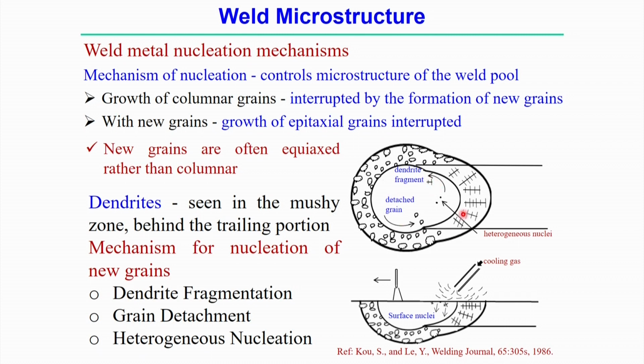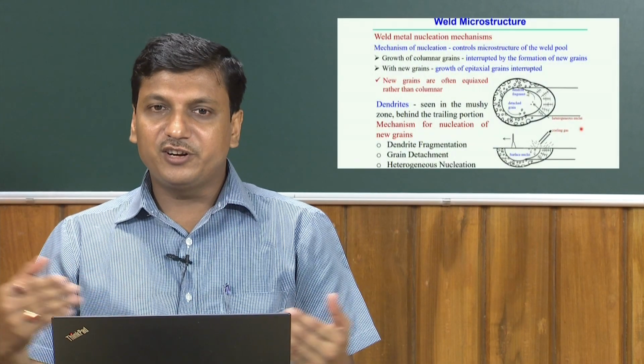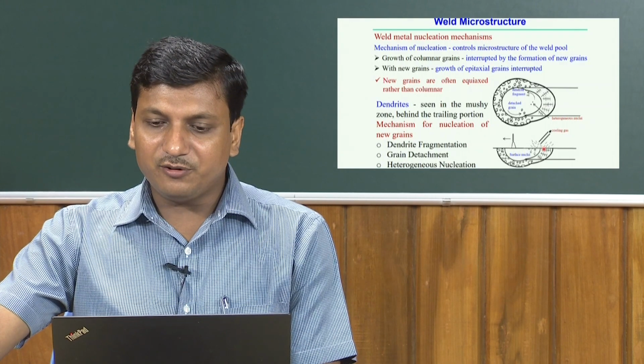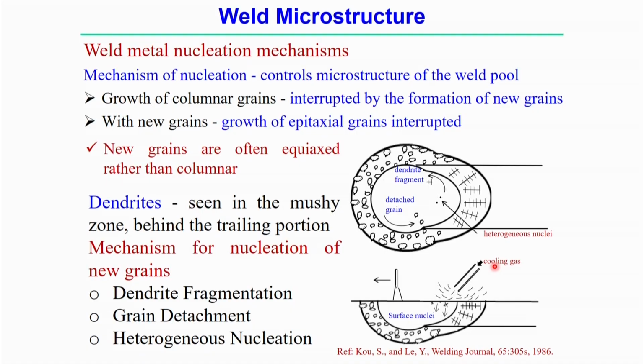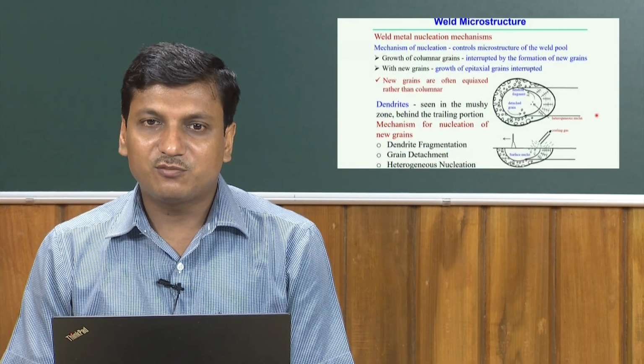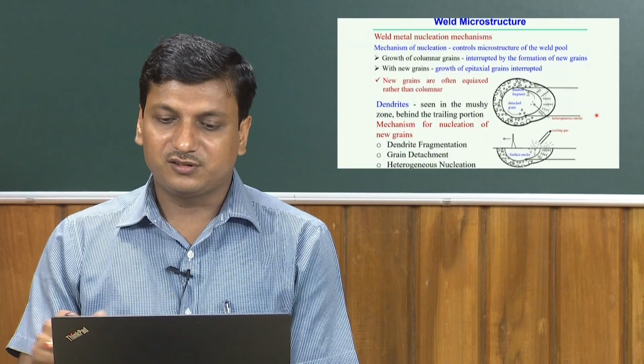So, in this figure we can also see that dendritic fragmentation and grain detachment are very obvious. That travel from one point to another is due only to the convection of the molten metal. And another way is that sometimes the nucleation mechanism is driven by the external gas, that on the surface nucleation is mainly promoted using some kind of cooling gas. So, cooling gas also has an effect on nucleation formation during the welding process.